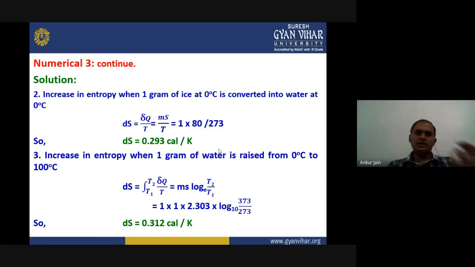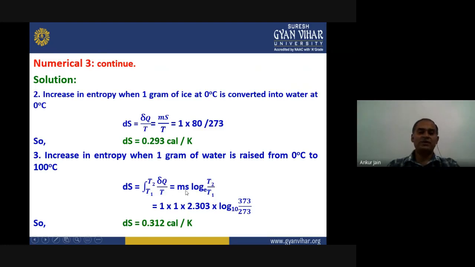Now the third step is when 1 gram of water is heated up to 100 degrees. So the temperature rises from 0 degree to 100 degrees centigrade, right? For that, the entropy change will be given by ds equals integration with limits from T1 to T2 of delta Q upon T. And here it will be converted again to ms log T2 upon T1, similar to the first step. So it will become log base e of T2 upon T1. We need to convert it into base 10, and for that we multiply by 2.303.